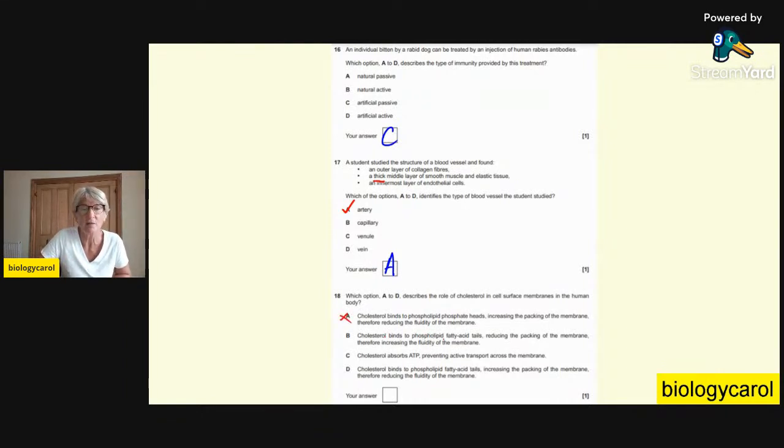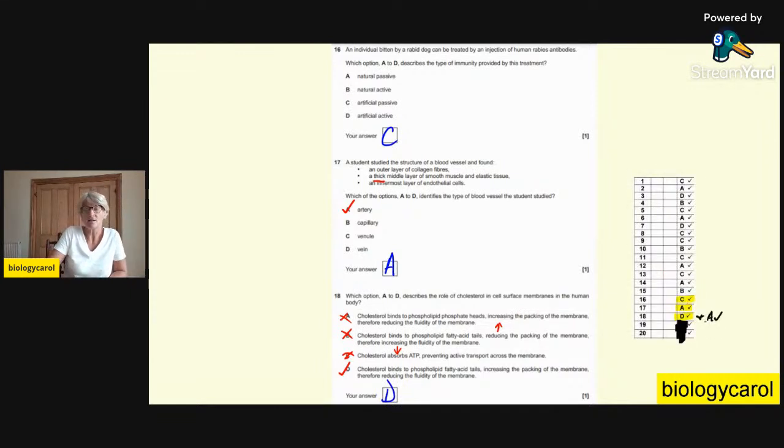Cholesterol binds to the phospholipid fatty acid tails, reducing the packing of the membrane, therefore increasing the fluidity. No, this is the wrong way round. It should be increasing and decreasing. So that's wrong. C, cholesterol absorbs ATP, preventing active transport. Rubbish, no. And then finally, we have cholesterol binds to the phospholipid fatty acid tail, increasing the packing of the membrane, therefore decreasing the fluidity. It is D. And here is the answer.